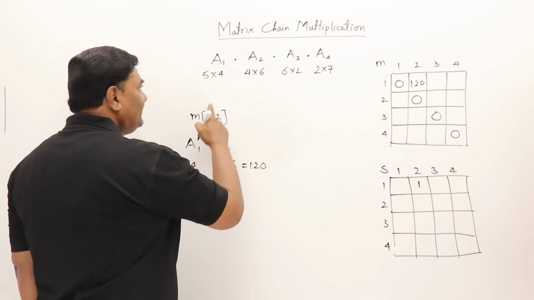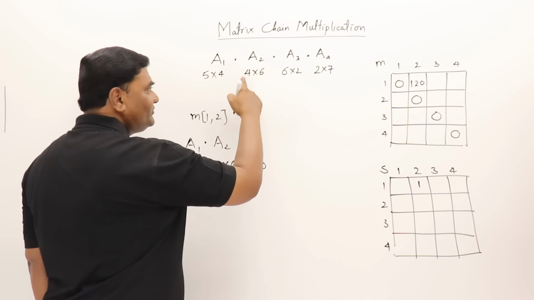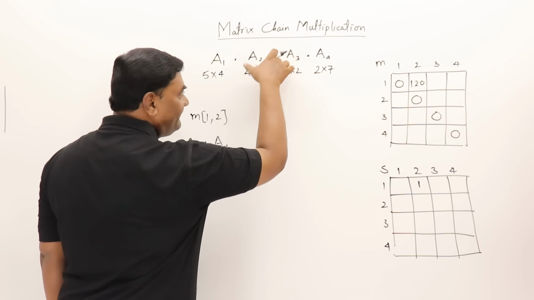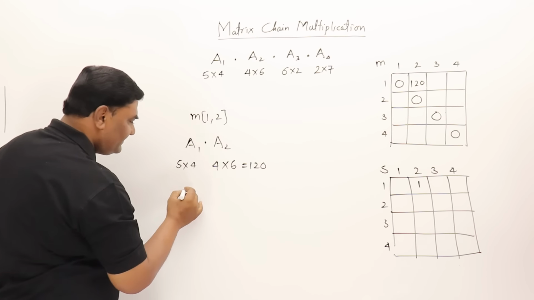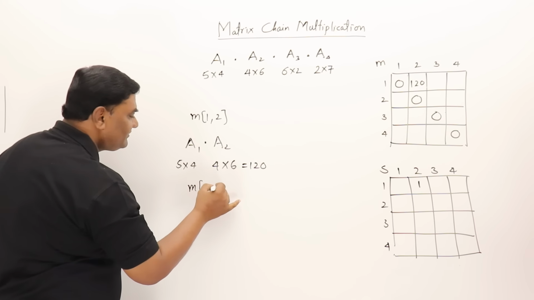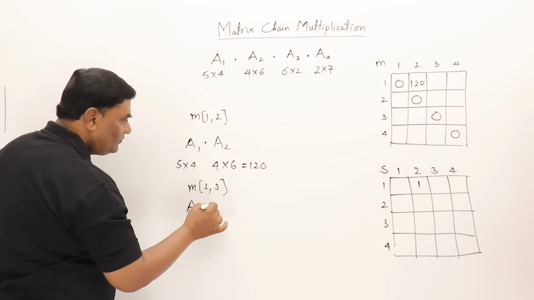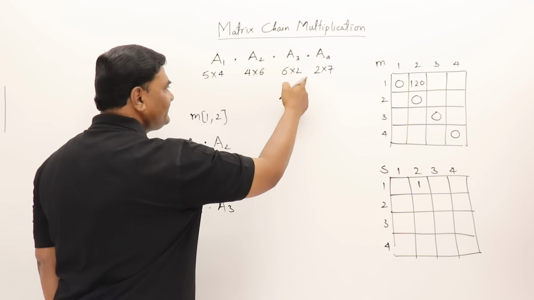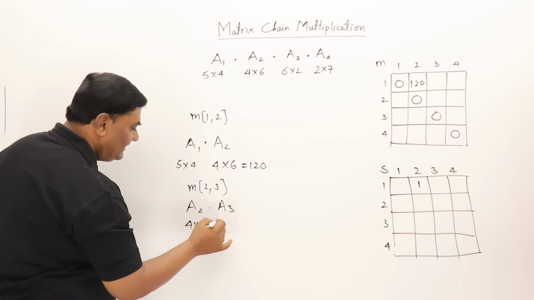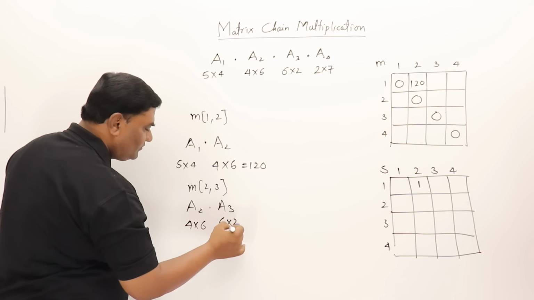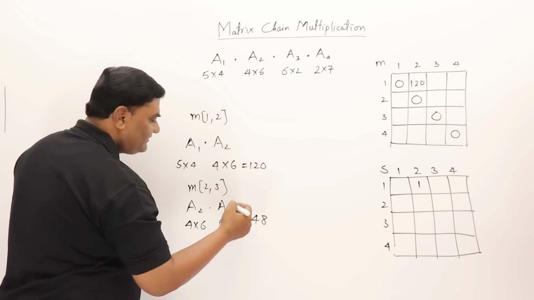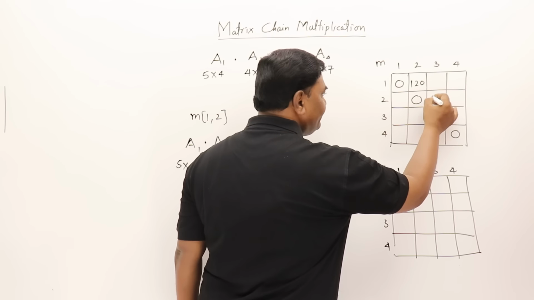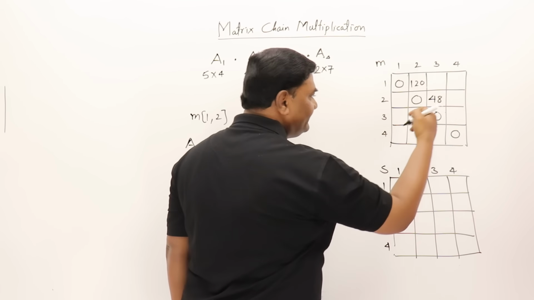Now next I will try A1 to 2 is over. Now 2 to 3 I will select this pair. First I selected this, next I am selecting this, after that I will be selecting this. So M of 2 to 3, that is A2 with A3. What are the dimensions? 4 comma 6 and 6 comma 2. 4 into 6 and 6 into 2, so this will be 48. Right? So M of 2 comma 3 is 48. So I am filling this diagonal.